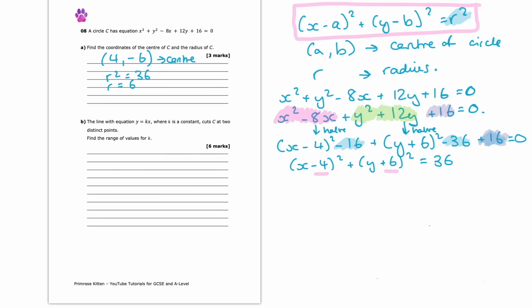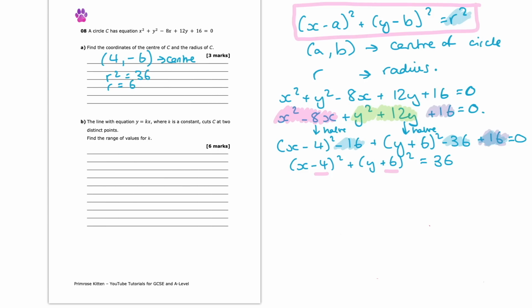So part B follows on from this, and we're told that we have that circle, the one we just talked about, and we also have the line with equation y equals kx, where k is a constant. We're told that it cuts the circle at 2 distinct points. So that means this line has 2 points of intersection with the circle, and we're asked to find the range of values of k for which that would be true.